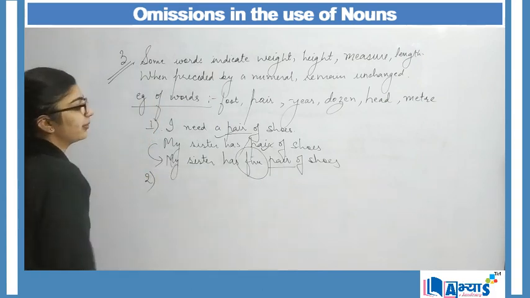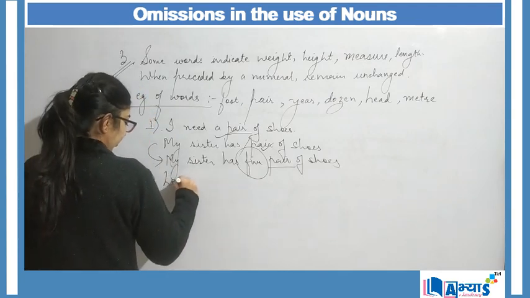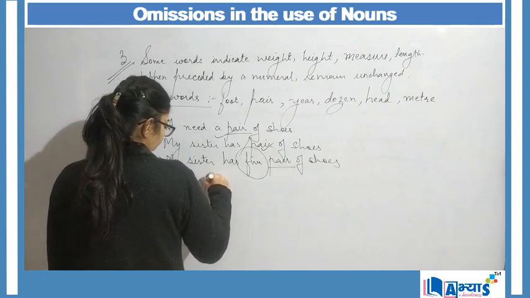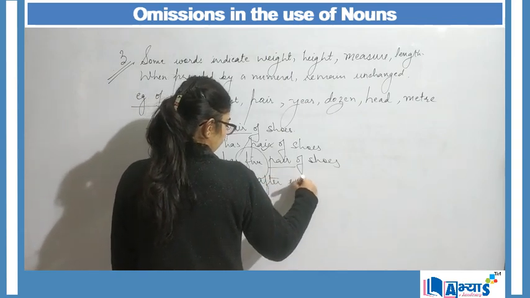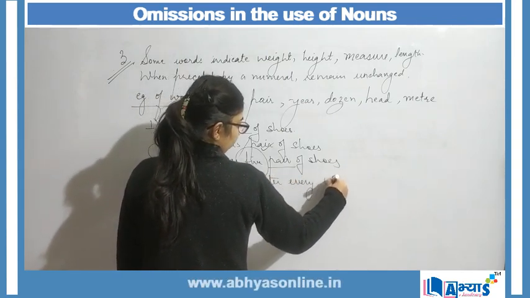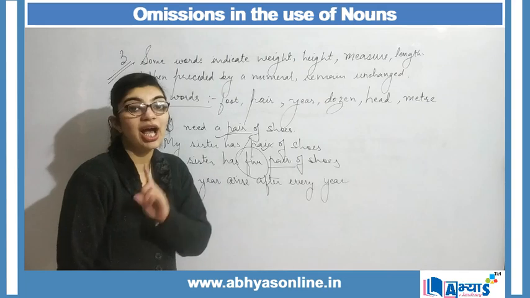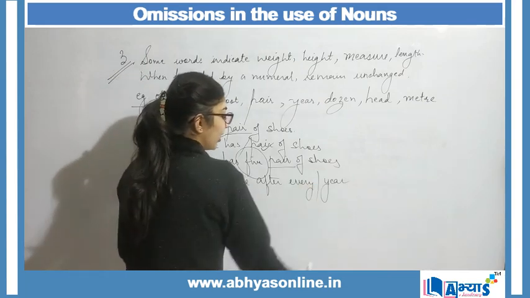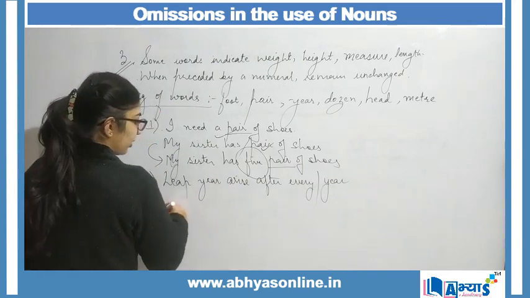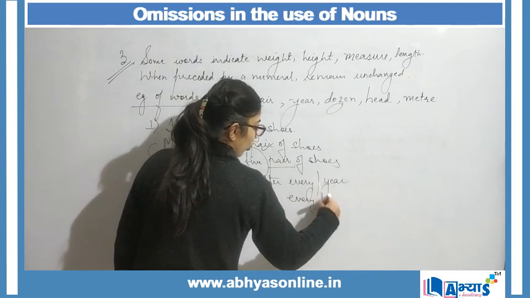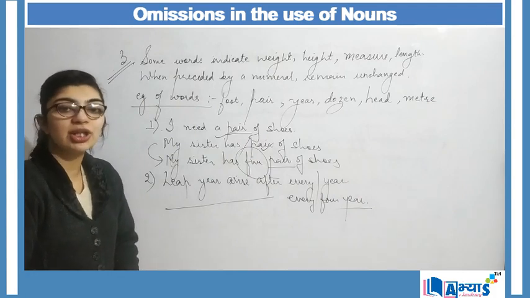Let us understand through some other example, like I say that leap year arise after every year. When I say leap year arises after every year, I know that there is an error over here. Why is there an error? Because leap year has a leap of 4 years. So I say leap year arises after every 4 years. My year will remain here, it will not change over here.